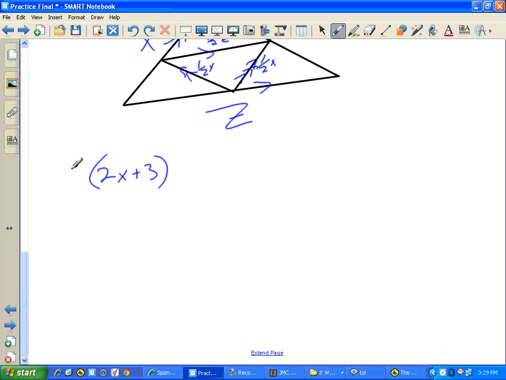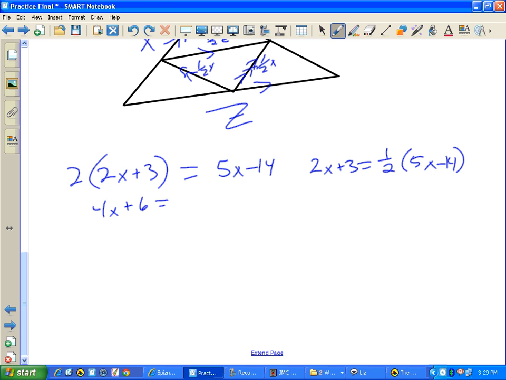So if I double my mid-segment, that's going to equal the length of the opposite side, which they're telling me is 5x minus 14. The other equation I could write would be the mid-segment equals half of the whole thing. But since I'd rather not do fractions if I don't need to, I'm going to use this one. So if I distribute, I get 4x plus 6 equals 5x minus 14. Minus the 4, add the 14, I get x equals 20.